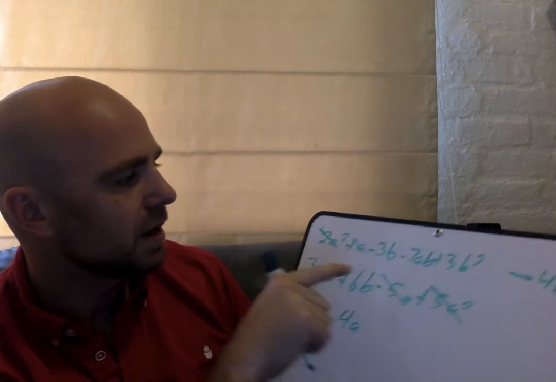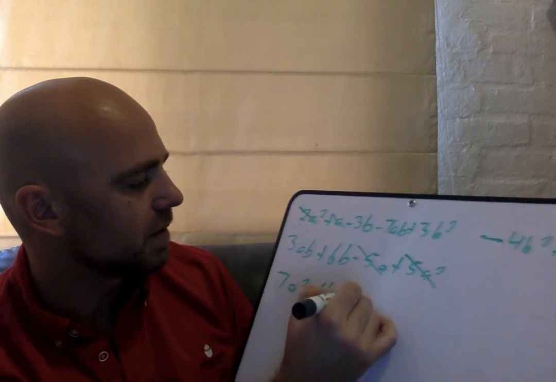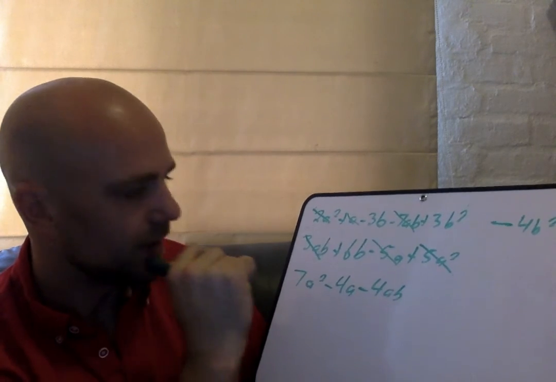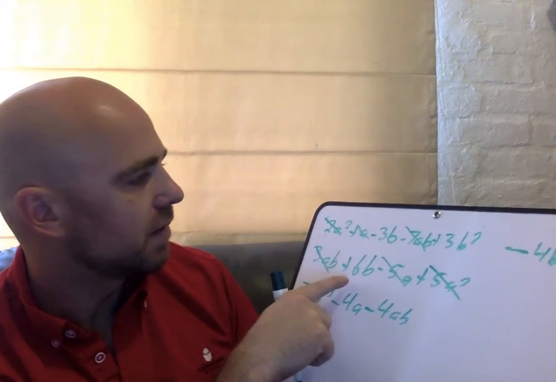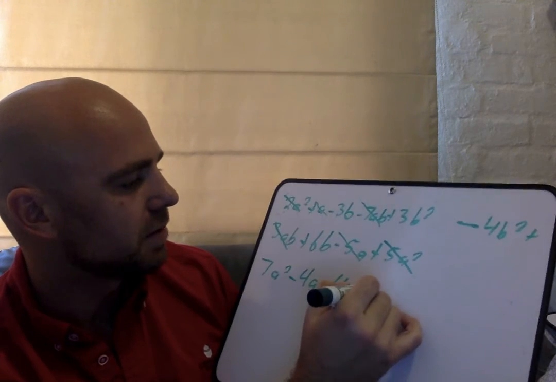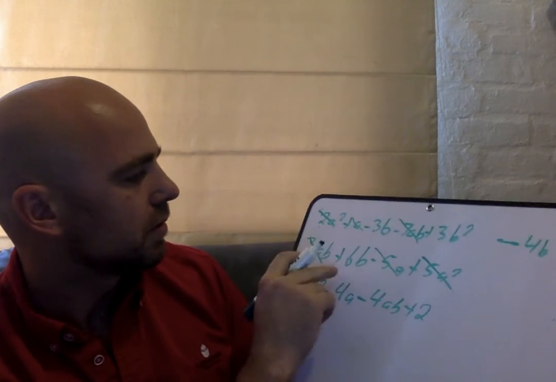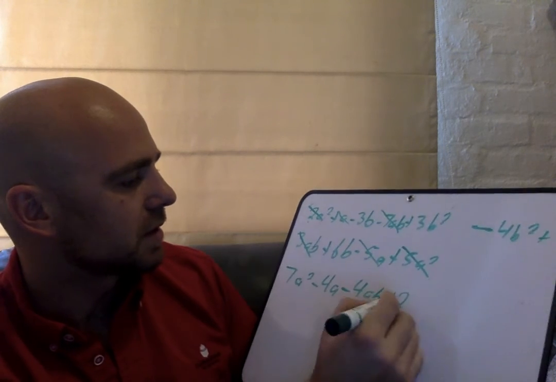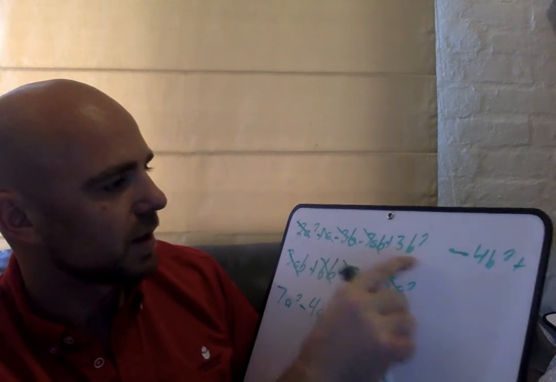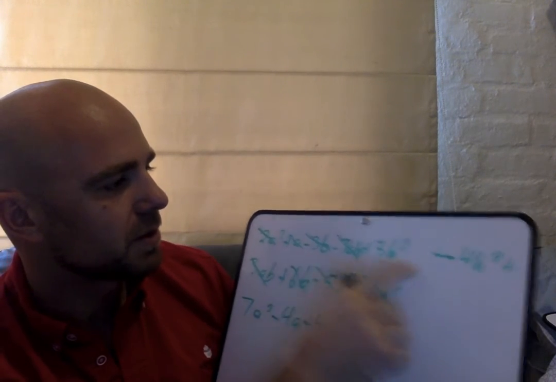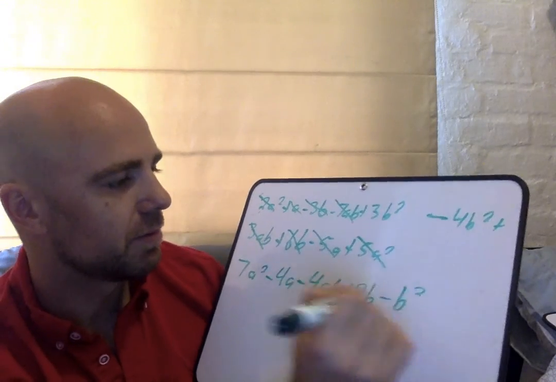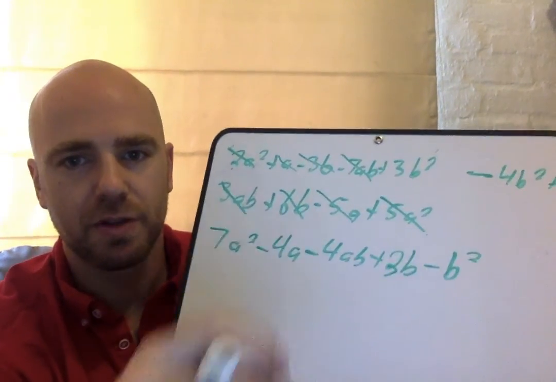So these are gone. Next I'll look at my ab's. I have 3ab and negative 7ab, so it's going to be negative 4ab. So this is gone, and this is gone. Next I can look at my b's. I have 6b and negative 4b. So that's going to be positive 2, oh no, sorry, negative 3b. So that's going to be positive 3b. Now I have my b squareds. I have positive 3b squared and negative 1b squared, which is going to give me negative b squared. So this should be my final answer.